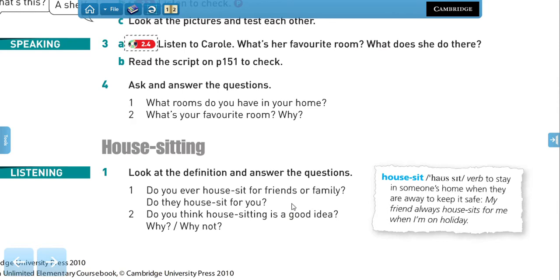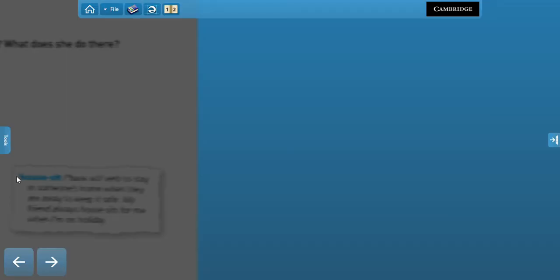The positive aspects would be that you are ensuring that your house is safe, right? But maybe you want to keep your privacy, right? Or if you don't trust the other person, it might be a bit complicated, right? So we have another situation here.